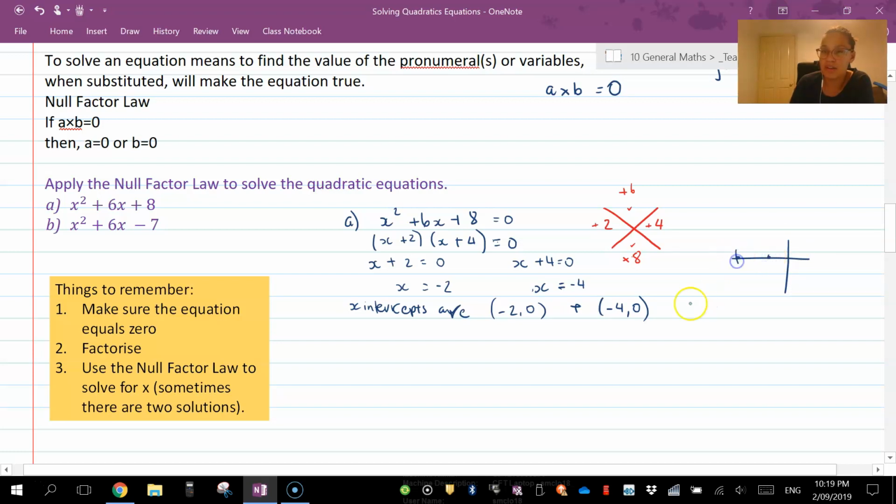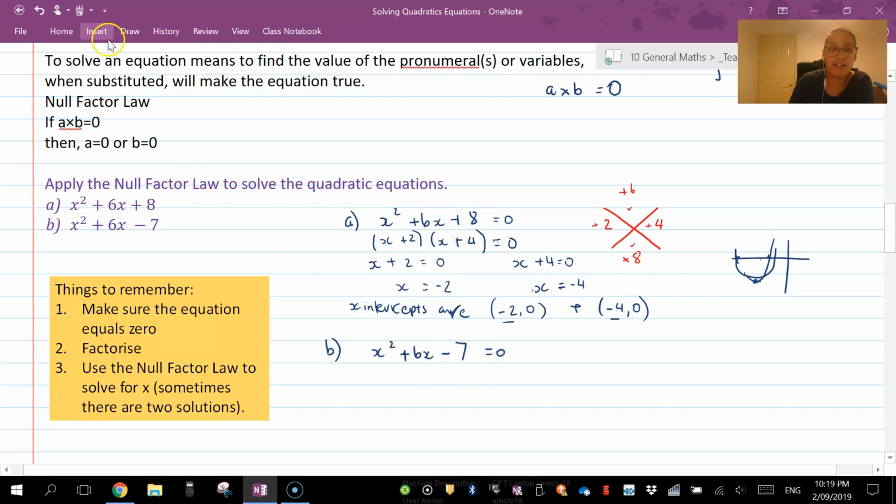If we were to graph it, there's -2 and -4. I know that it's a positive quadratic, so it's going to be a U shape. It's going to look something like this. I don't know where the turning point is though. That's something for another day. But I know it's going to cut the x-axis at those two points.